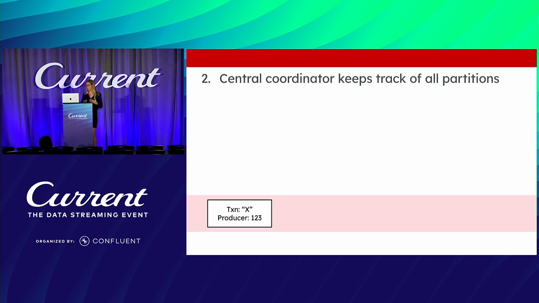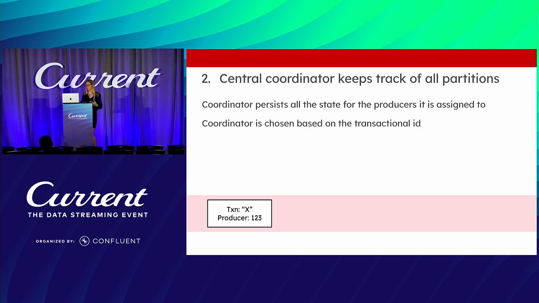So the next step is the central coordinator is going to keep track of all the partitions in the transaction. So we're persisting the state of all the producers it's assigned to. And how producers get assigned to the coordinator depends on the transactional ID. So when you assign your producer transactional ID, that transactional ID is hashed, and that hash value will correspond to some transaction state partition, and whatever broker is the leader of that partition will be the coordinator for that producer. The producer will then tell the coordinator to persist the partition.